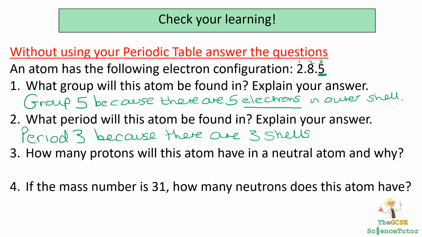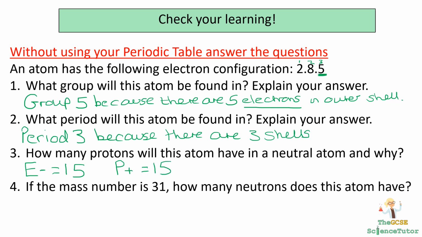Question 3. How many protons will this atom have in a neutral atom and why? Okay, well, we know that there is a total of 15 electrons because 2 plus 8 plus 5 gives us 15. Now we know that electrons are negatively charged, so therefore, in a neutral atom, there must be the same number of positive protons, which must also be 15.